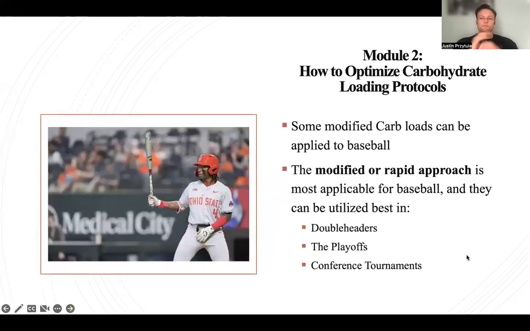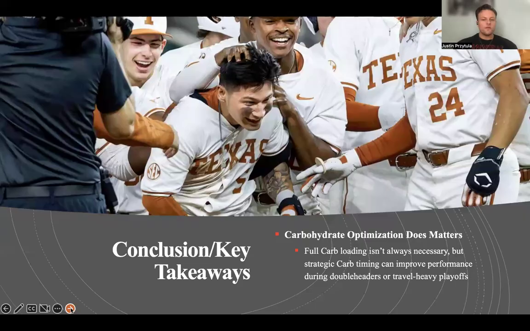With this in mind, baseball can utilize some modified carb loads. And as we have shown through this lecture, the modified or rapid approach is most applicable for baseball, as it can be most utilized in doubleheaders, the playoffs, and conference tournaments. With this in mind, carb optimization does matter in collegiate baseball. Though full carb loading isn't always necessary, strategic carb loading and strategic carb timing can improve performance during doubleheaders or travel-heavy playoffs.